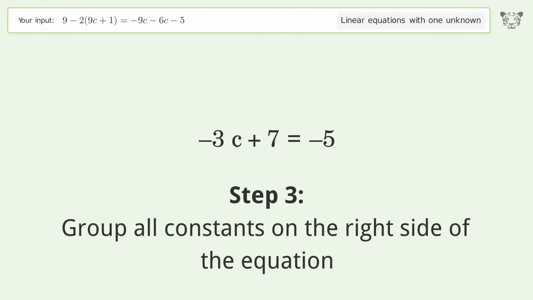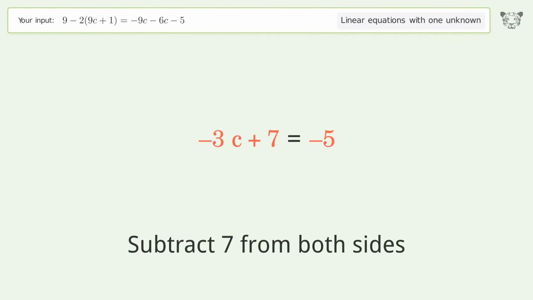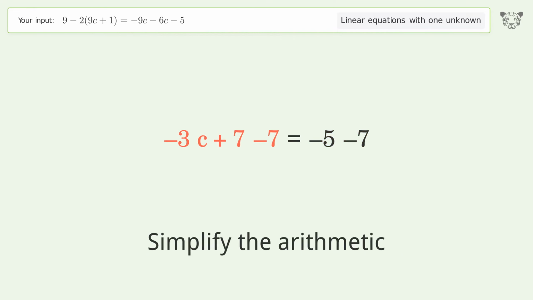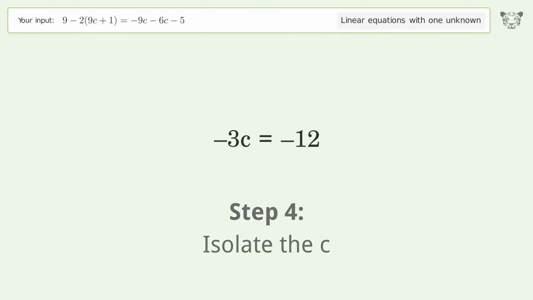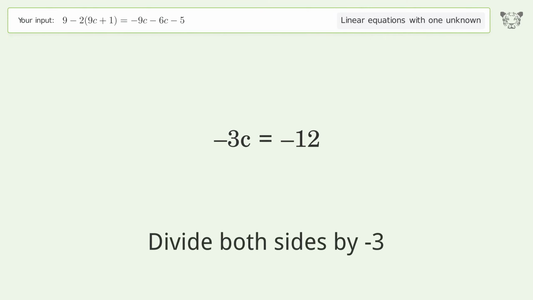Group all constants on the right side of the equation. Subtract 7 from both sides. Simplify the arithmetic. Isolate the c. Divide both sides by -3.